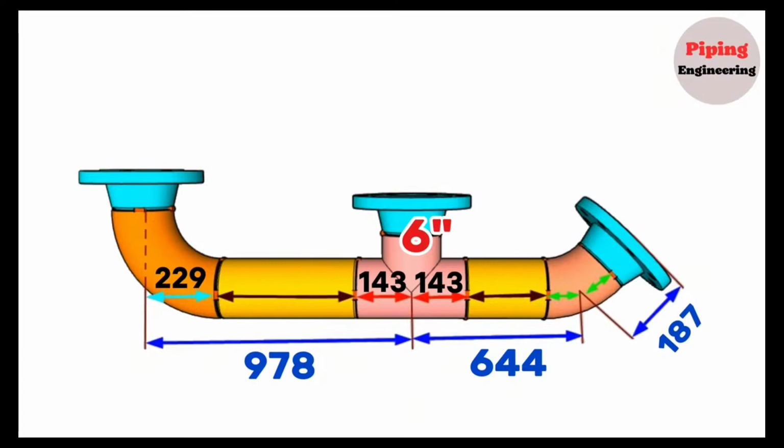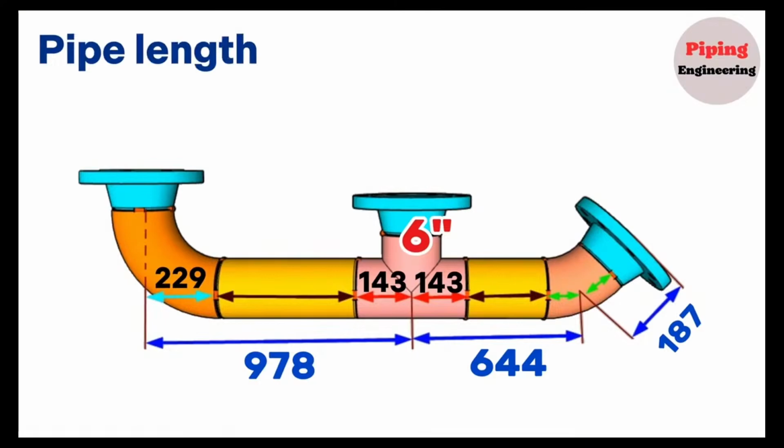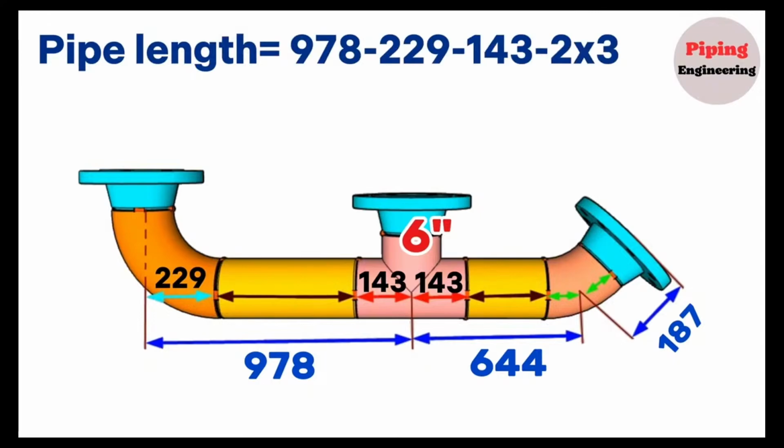If we subtract the length of the 90-degree elbow, the equal T center to end dimension and the gaps for welding from this total length, we can easily find the length of the first yellow color pipe section. Pipe length will equal the total length 978, minus 6-inch 90-degree elbow length 229, minus 6-inch equal T center to end dimension 143, and minus 2 times 3 mm gap for welding.